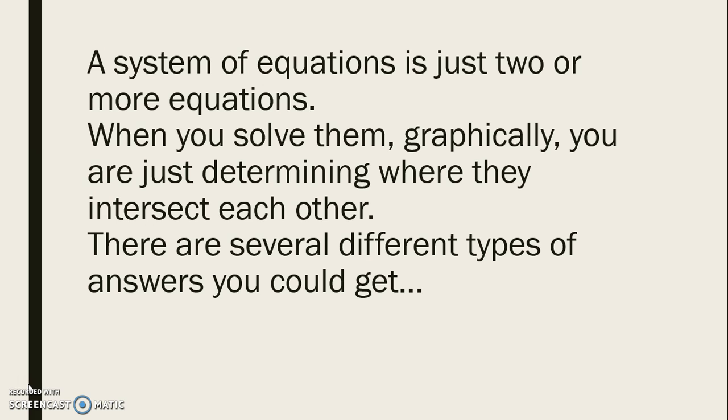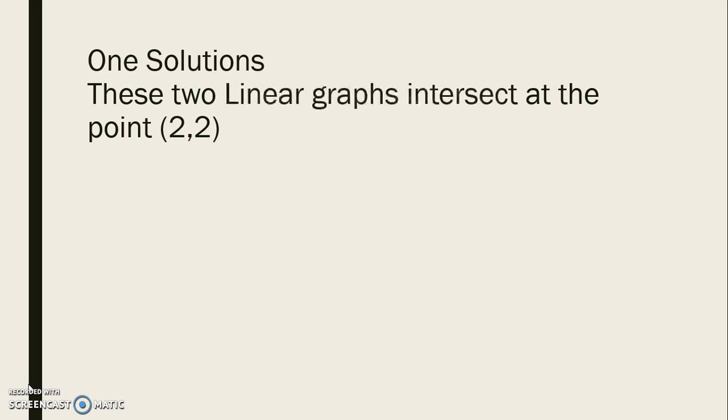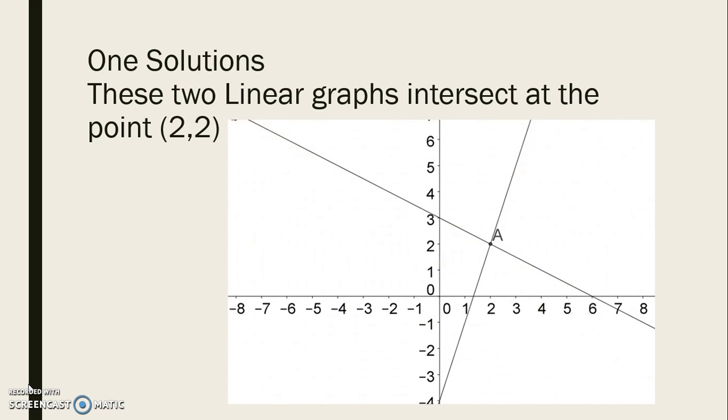So a system of equations is just two or more equations, and when you solve them graphically, you're just determining where they intersect each other. There are several different types of answers you could get. First, you could get one solution, and that's where these two linear graphs intersect at the point (2, 2). So if you look, we have two linear equations right here. Remember, lines, that's one of our parent functions, and they're intersecting at the point (2, 2). All right, so that would be one solution to a system of equations.